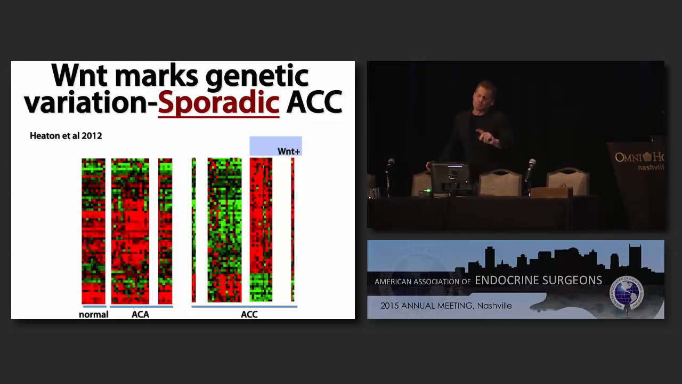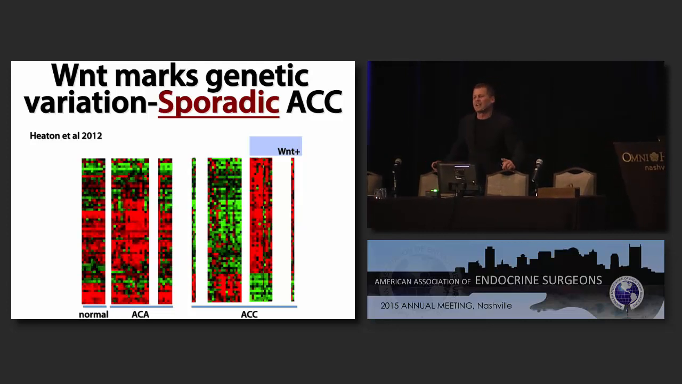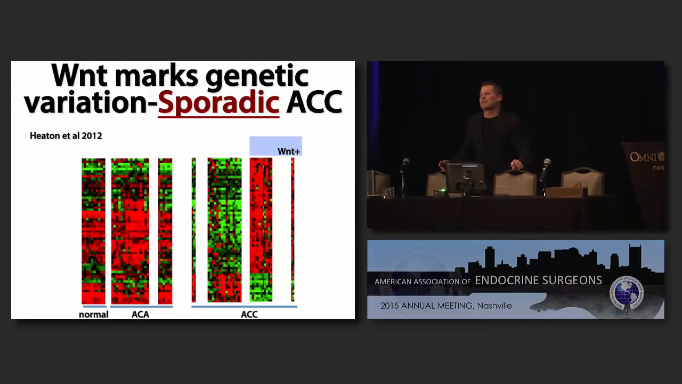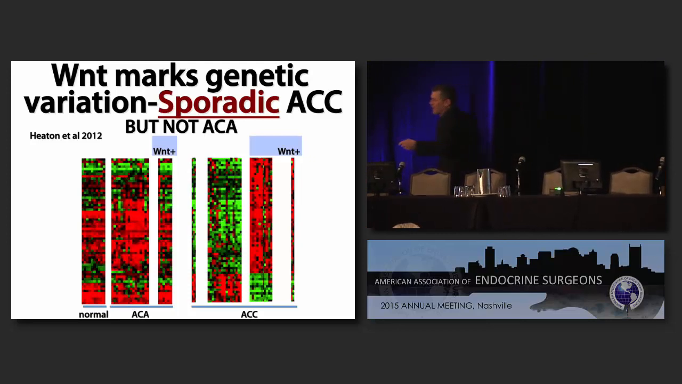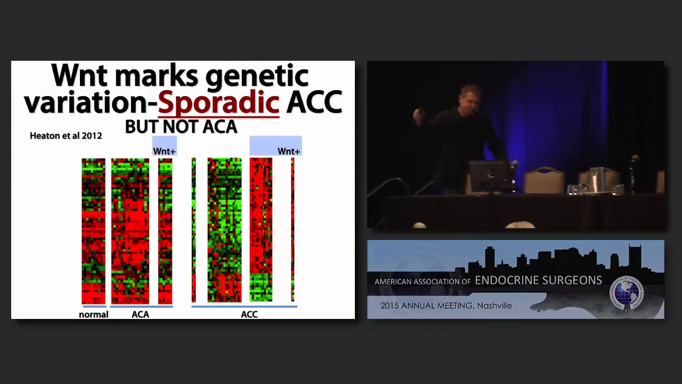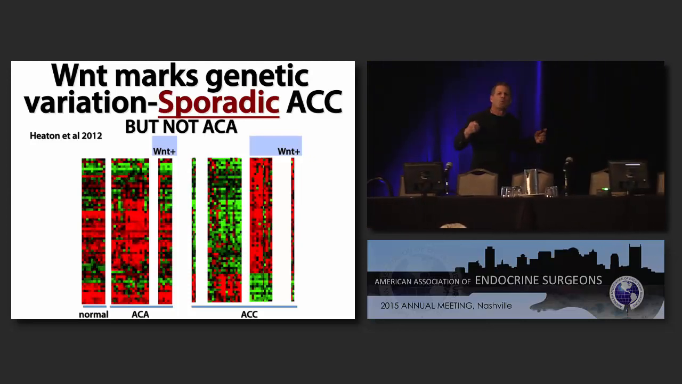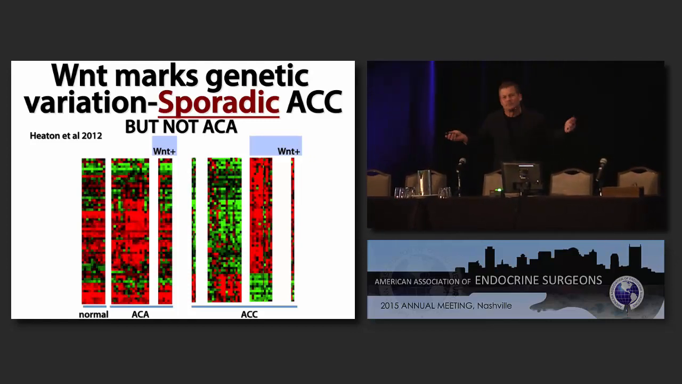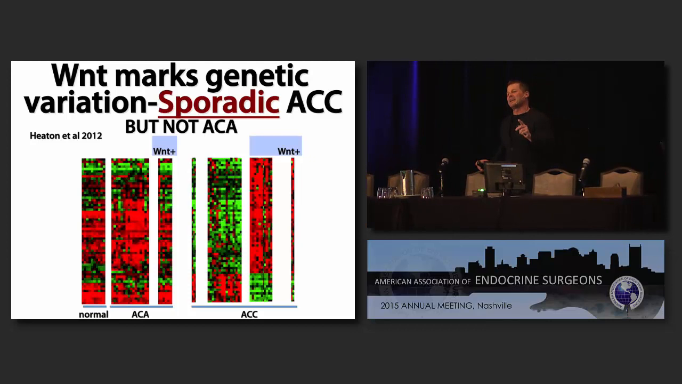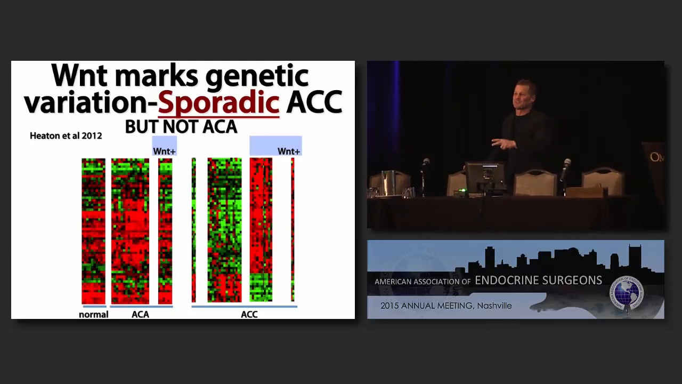But the part about this that I want to illustrate is that I told you that Wnt mutations can happen in adenomas as well, and they do, but a Wnt mutation in an adenoma does nothing to its genetic fingerprint. It looks just like normal, as you predicted by the prior slide. So that means that a Wnt mutation is not sufficient to cause adrenal cancer. Okay. That's on the predicate, which we'll get to perhaps later, that an adenoma can progress to carcinoma.